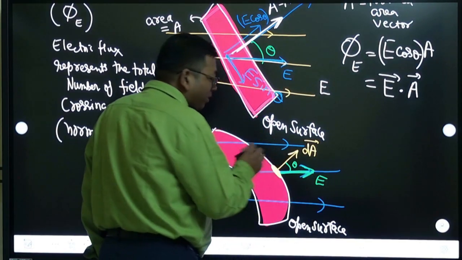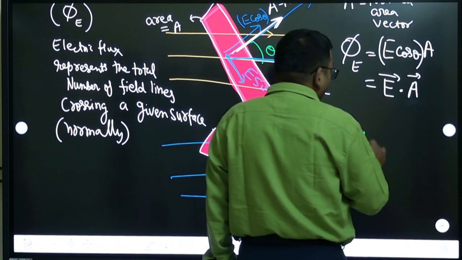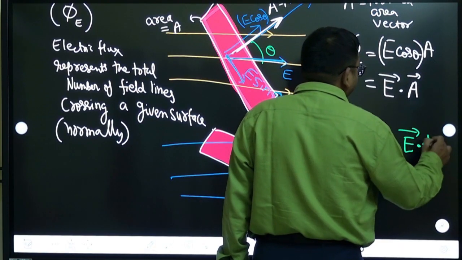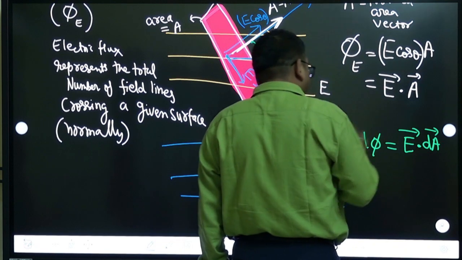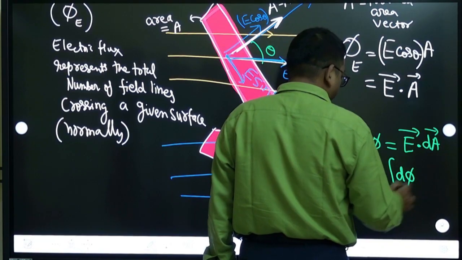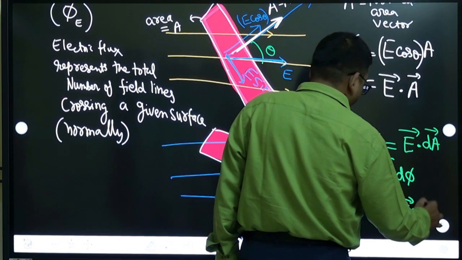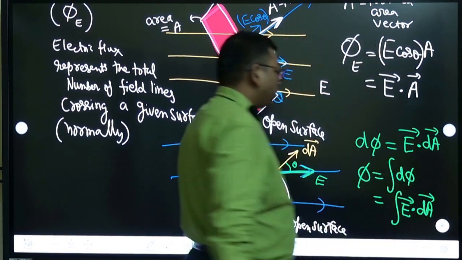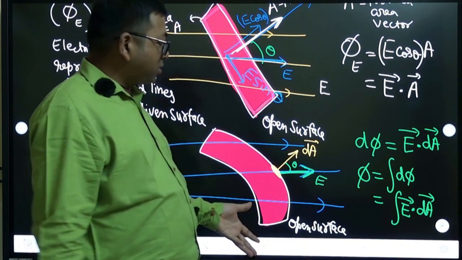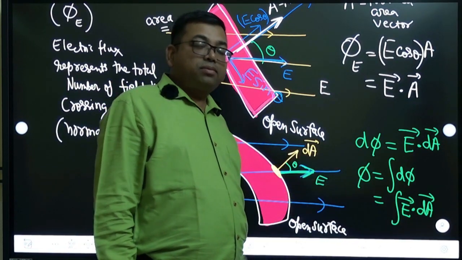So we will calculate a small electric flux here at this point. That small electric flux will be E dot dA vector. And then you can integrate it over the entire surface to calculate the total flux. This is how we can calculate it for a non-uniform or irregular structure.